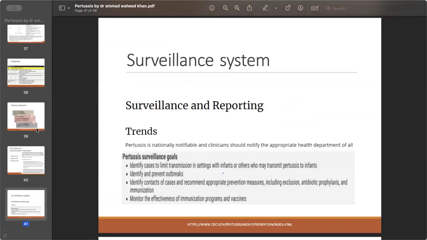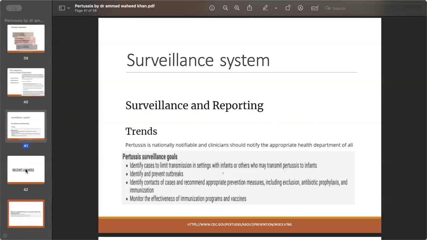Surveillance and reporting. Pertussis is nationally notifiable, and clinicians should notify the appropriate health department of all identified cases. To limit transmission in settings with infants or others who may transmit pertussis to infants, identify and prevent outbreaks, identify contacts of cases, and recommend appropriate prevention measures including exclusion, antibiotic prophylaxis, and immunization, and monitor the effectiveness of immunization programs and vaccines.